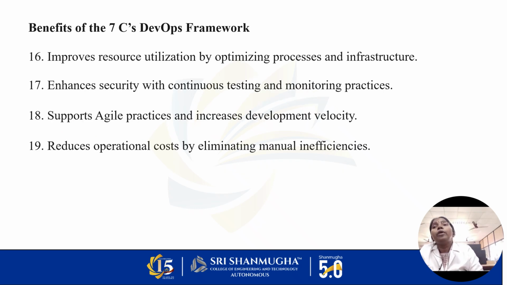And one more important thing is resource utilization by optimizing process and infrastructure. It enhances security with continuous testing and monitoring practices, supports agile practices, increases development velocity, and reduces operational cost by eliminating manual inefficiencies. That's also a very major benefit of the 7 Cs framework.